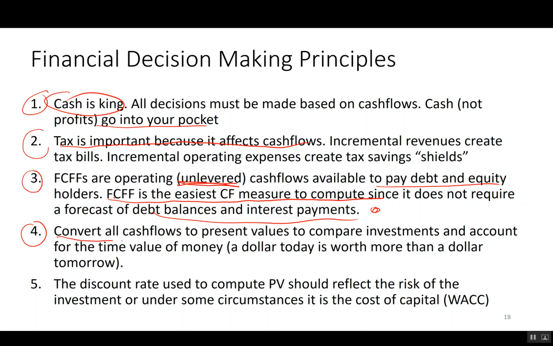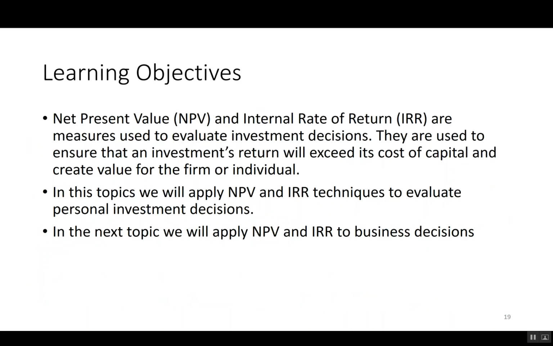The last thing is we can't just add up cash flows of different time periods. We have to convert all cash flows to present value terms so we can compare all the cash flows on an equal footing. In other words, what are they all worth today? And that's accounting for the time value of money. And the last principle we're going to talk about in the next few topics is the discount rate. In our NPV or in our discounting to calculate the present value of any factor, it should reflect the risk of the project. And in some circumstances, it could be the cost of capital.